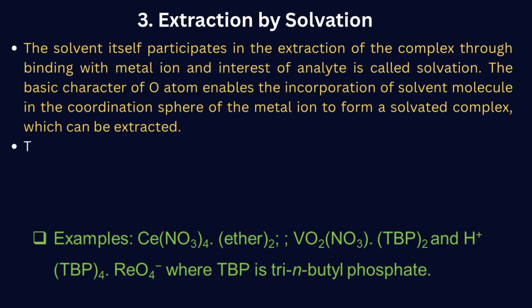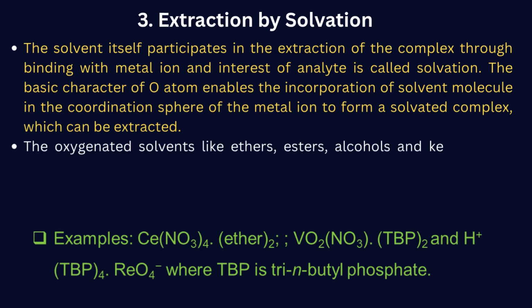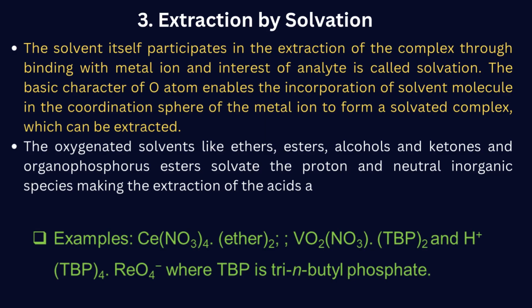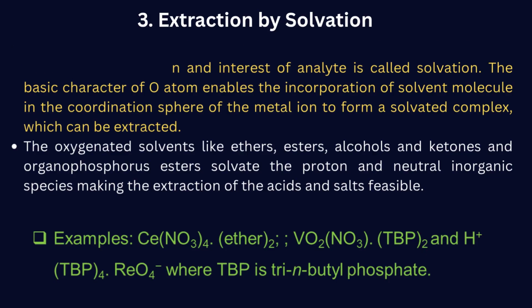The oxygenated solvents like ethers, esters, alcohols and ketones, and organophosphorus esters solvate the proton and neutral inorganic species, making the extraction of acids and salts feasible. Examples of extraction by solvation are given below in the image. First one is cerium nitrate with ether, second one is vanadium oxide nitrate with tributyl phosphate, and similarly rhenium metal oxide is extracted. The advantages of solvation extraction are its simplicity, high efficiency for neutral complex formation, suitability for various metals, and effective use of easily available organic solvents.